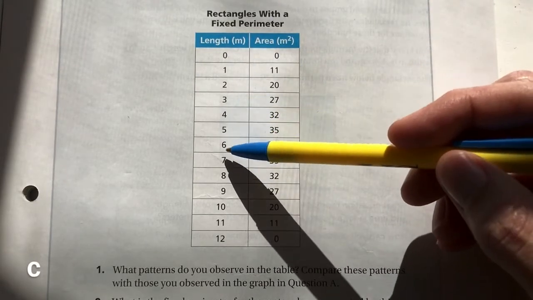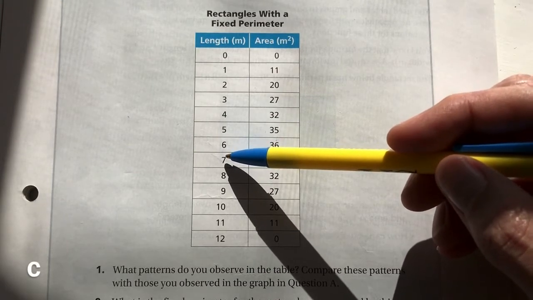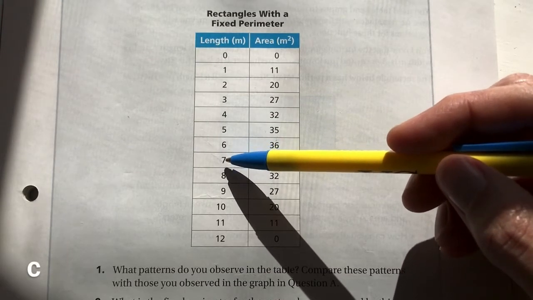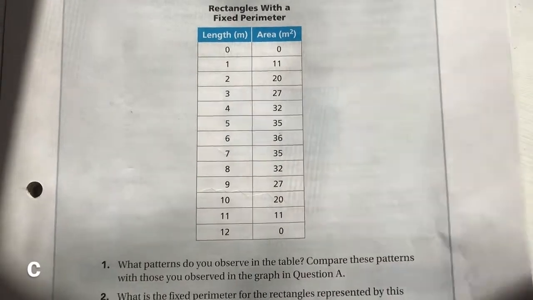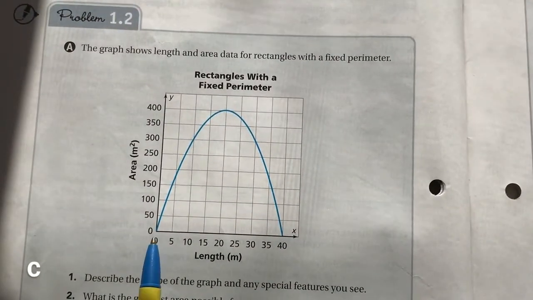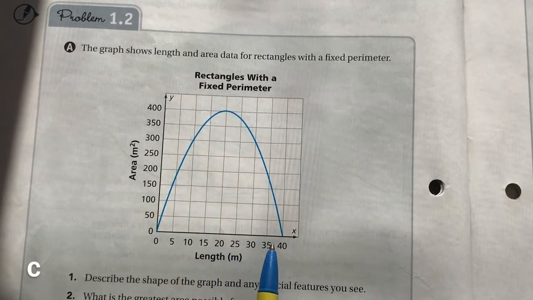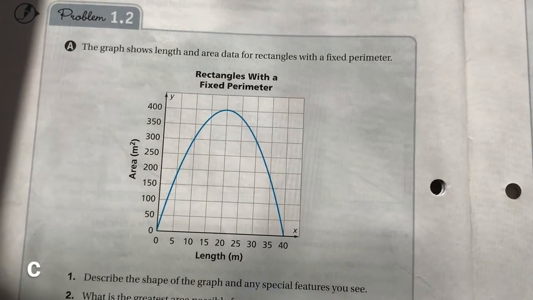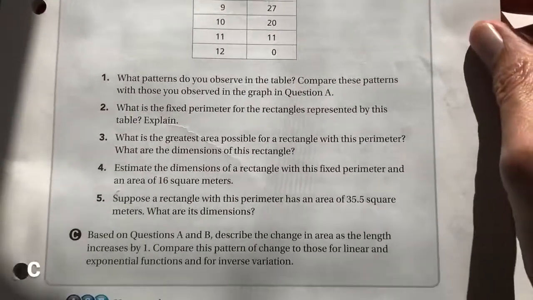But as we continue to increase the length by 1, because the width has to decrease to keep the same fixed perimeter, we end up having the area decrease and drop back down. That's the same thing in both of these, and you can see it in the graph as well. As length increases, we get to a point where the area maxes out, but as the length gets longer and longer, the area comes dropping back down because the perimeter is fixed and the width would have to adjust.